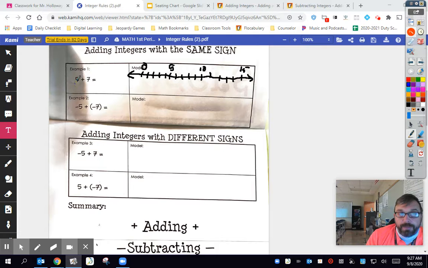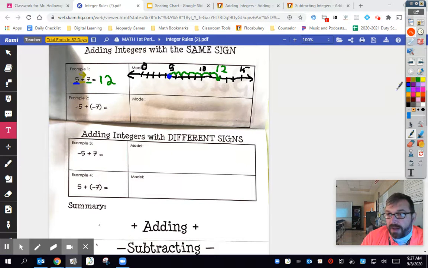And so what I'm going to do is start at 5. And now I am adding, and adding means I move to the right on the number line. And I am going to go that direction 7 times. 1, 2, 3, 4, 5, 6, 7. And so that puts me at 12 on the number line. Well, we know this is true because 5 plus 7 is most definitely 12.